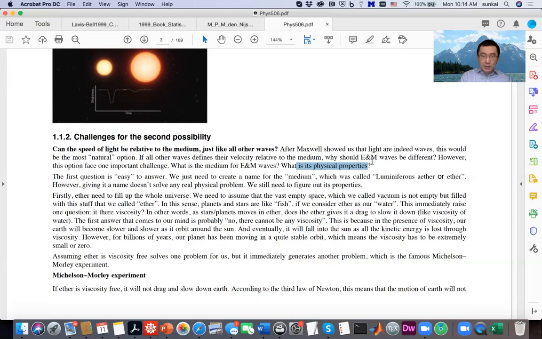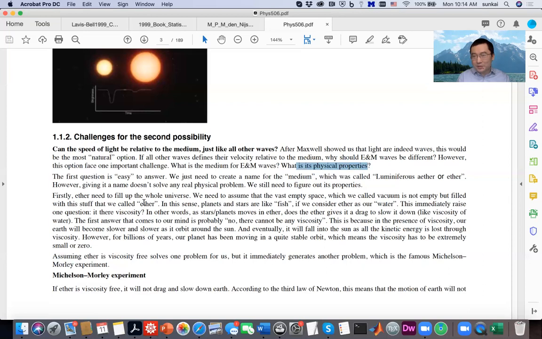But if the ether has viscosity, it means that when the Earth moves around the sun, the ether will gradually slow down Earth. And Newton's equation tells us if Earth gradually slows down because of the viscosity from ether, then we will start to fall into the sun eventually. Okay? But that never happened in billions of years. So from that fact, ether probably doesn't have any viscosity. It does not slow down any object moving in it. So a liquid with zero viscosity, in other words, this is basically the so-called superfluid.